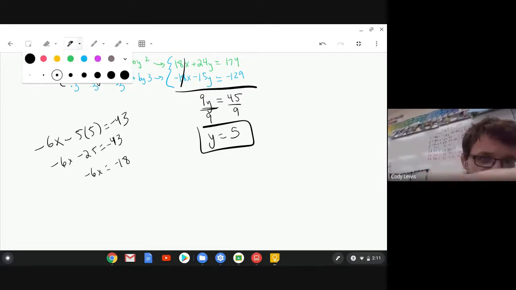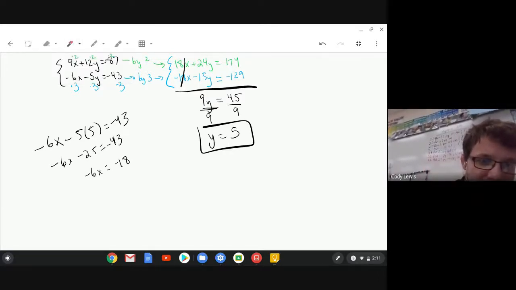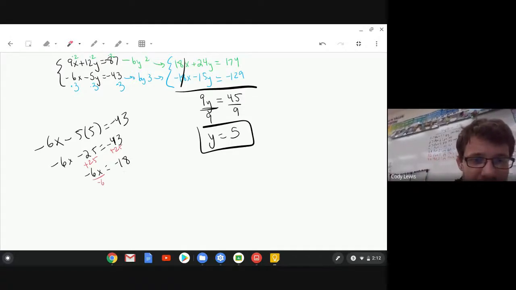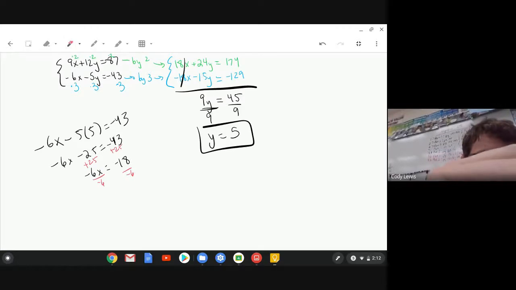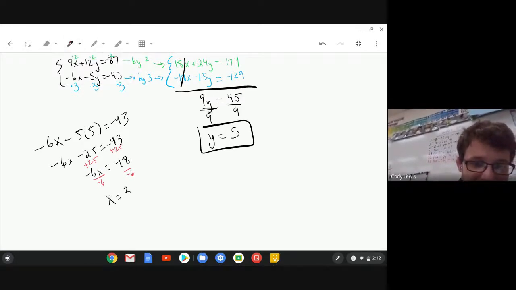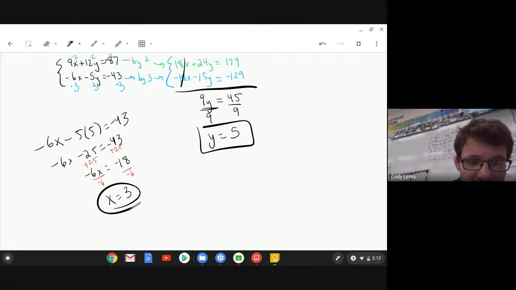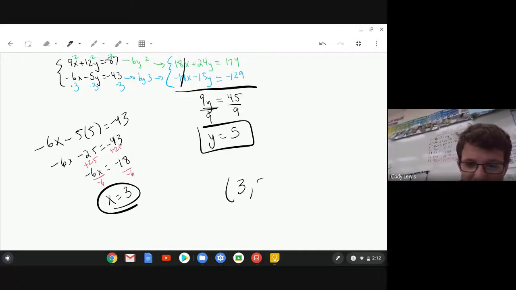So remember, guys, what I did, if you didn't see this, is I add 25 and I add 25. So negative 6x is negative 18. Now I divide both sides by 6. So I end up with x equals positive 3 because it's a negative over a negative. So I have an x, I have a y. That means my answer is going to be 3, 5. And that's it.